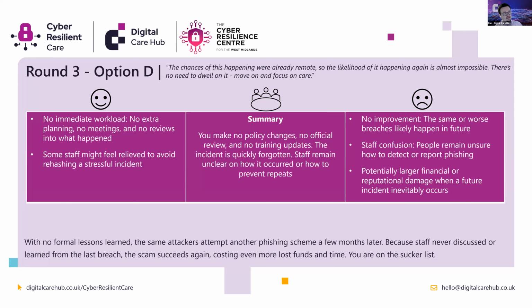So with no formal lessons learned, the same attacker attempts another phishing scheme a few months later. Because we never learned from the last one, the scam succeeds again, and it costs us even more money and funds and time. And the important part of this slide is the last sentence: you are now on the sucker list. Hackers keep a list of people and share it round, much like scam call centers do, where they will know that you are the person to call up and send an email to, because they know that you will pay out or that they can get easy access to your systems.